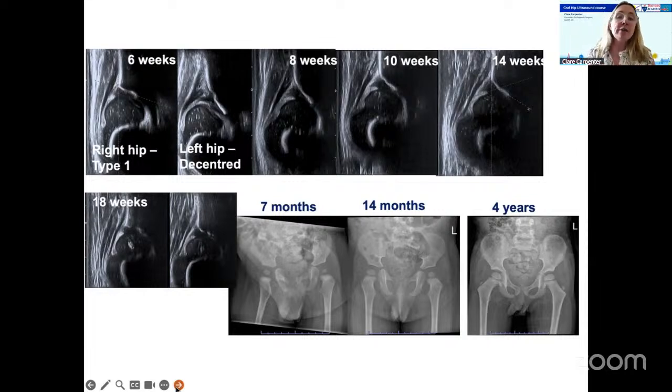So we have a baby who presents with risk factors and no evidence of any clinical instability at 6 weeks. That left hip is a decentered hip. It's probably a type 4 hip and was placed at that point into a Pavlik harness. The Pavlik harness was made sure that we go for 100 degrees of flexion. It's not tightly applied. It's loose to allow that baby to kick so that hip can be centered deep within the acetabulum.